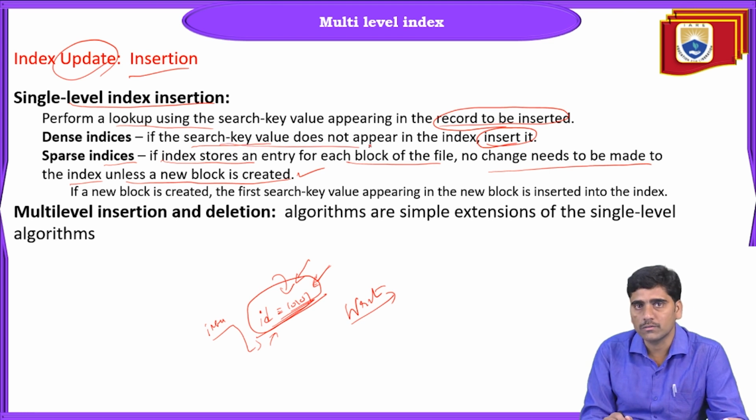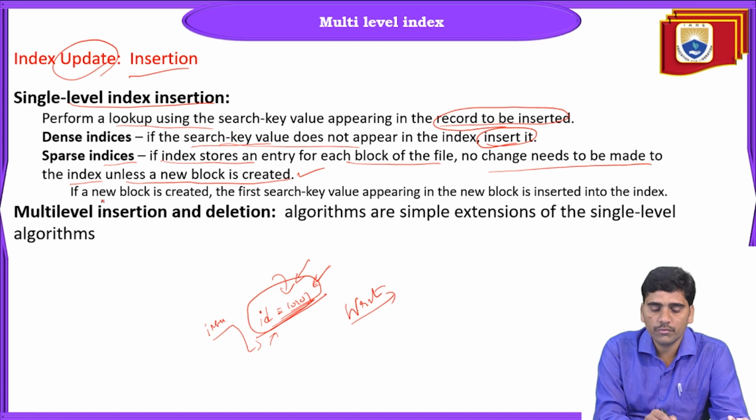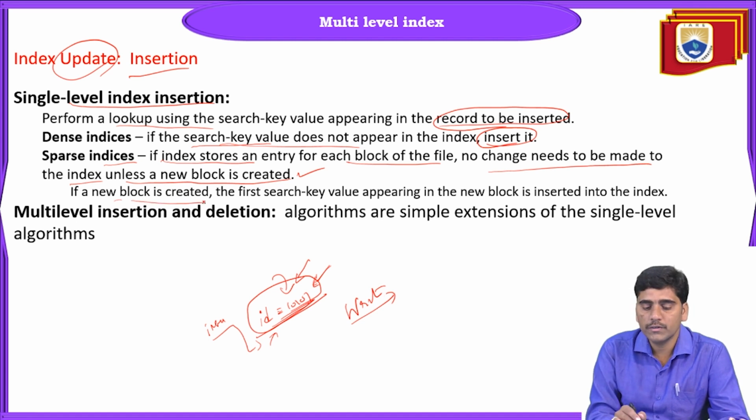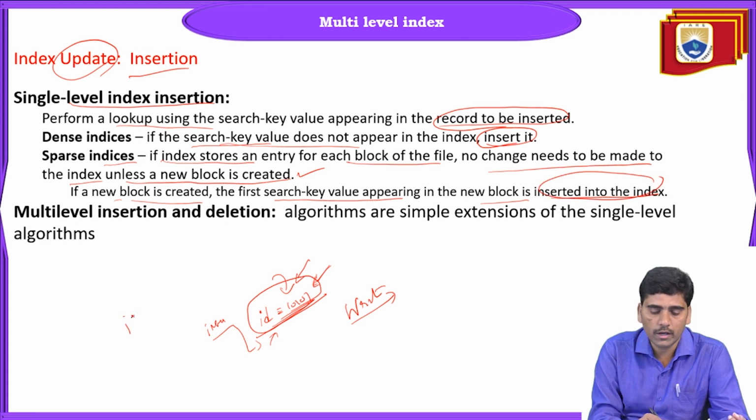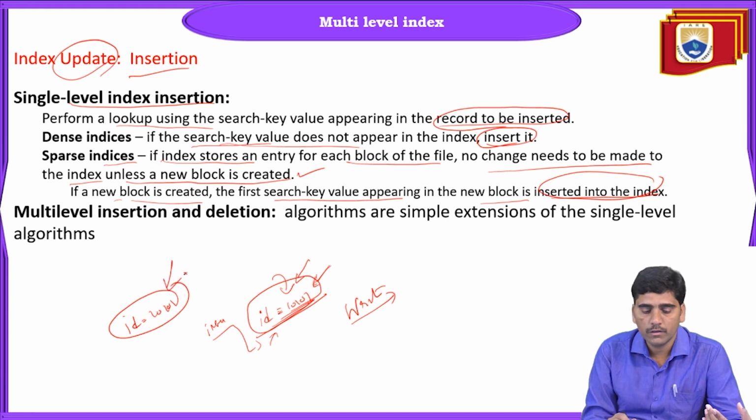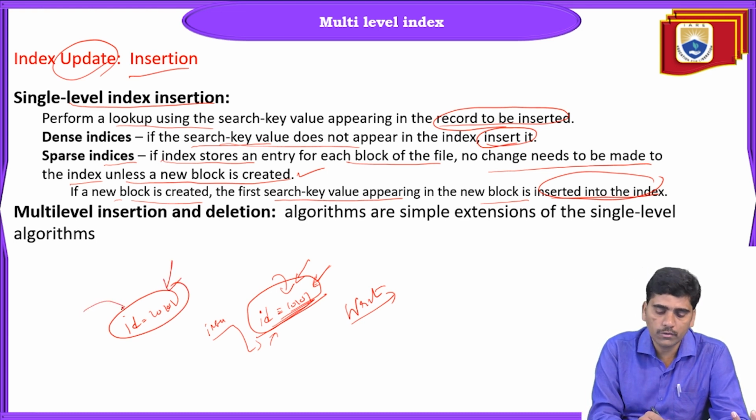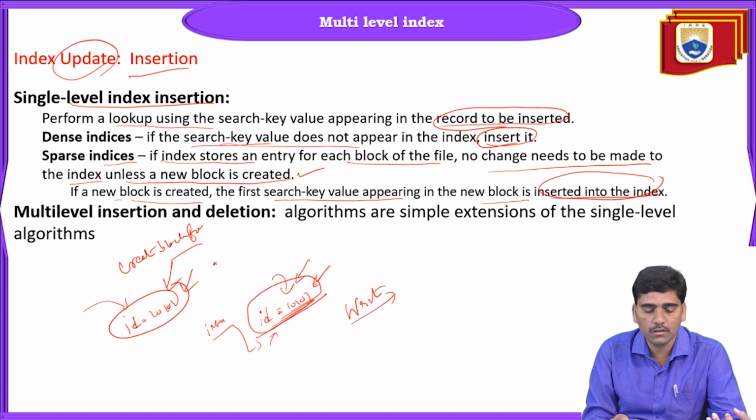And in sparse indices also, you can create a new block, and in that new block you can create the same ID. If a new block is created, the first search key value appearing in the new block is inserted into the index. So if ID equals 10101 is not in the previous indexes, then you have to create a block for it and insert the index values.